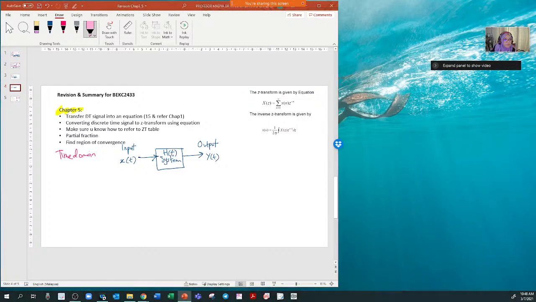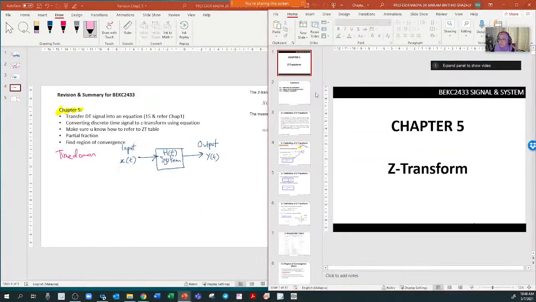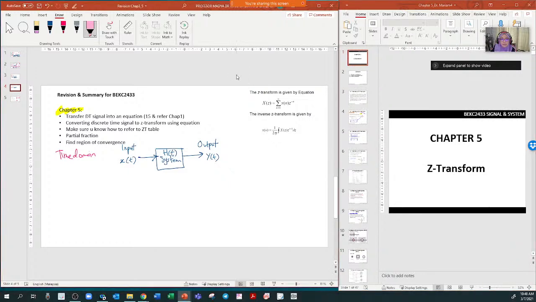Next is chapter 5. I don't want to take too much of your time. Most of you are also quite busy studying, not only focusing on my subject. So, not much. Go and study after this. So, chapter 5.